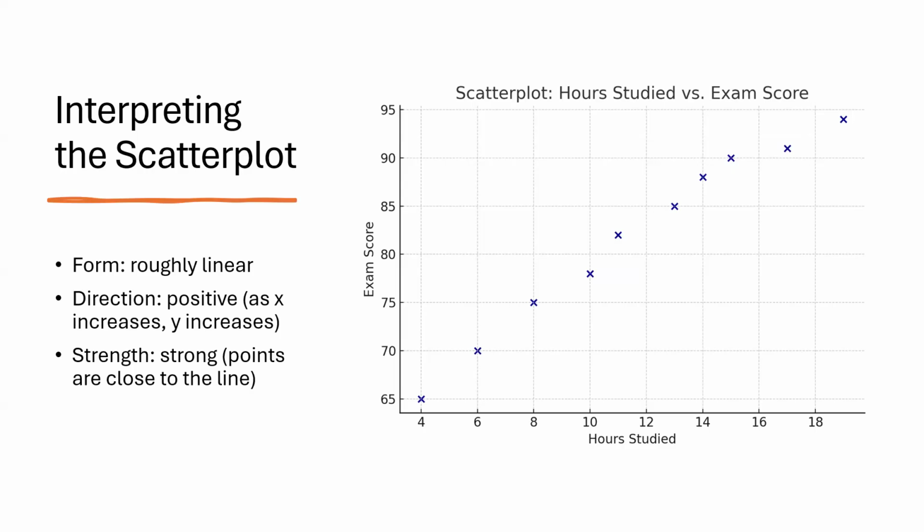And finally, we assess the strength, how closely the points follow the line. If they cluster tightly around a straight path, the relationship is strong. If the points are more scattered, the relationship is weak. Here we see they're pretty clustered around a line, so this looks like a very strong relationship.